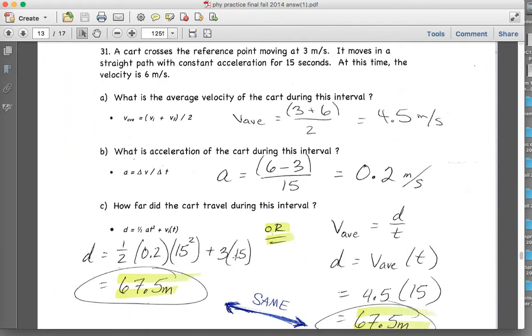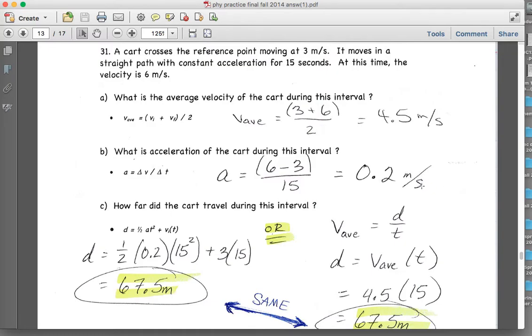Cart crossing the reference point. Be careful on these because there is an initial velocity. The initial velocity is, in fact, 3. So there is an initial velocity, so be aware of that. It does speed up as it moves, so there is some acceleration over time as well.